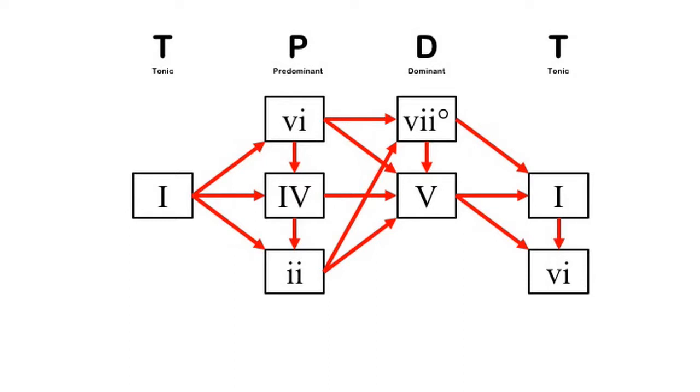So the way this works is I can start on a tonic chord, and then maybe I'll go to a 6 chord, a submediant. I'm now in the predominant area, and if I'm not ready to go to the dominant area yet, I can go to perhaps my subdominant, the 4 chord.